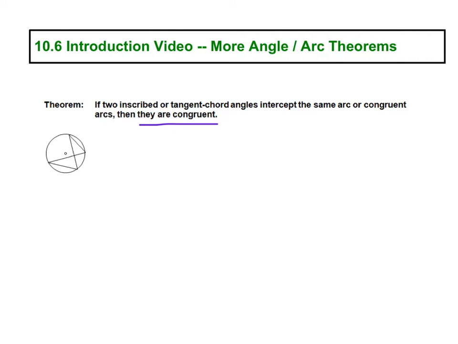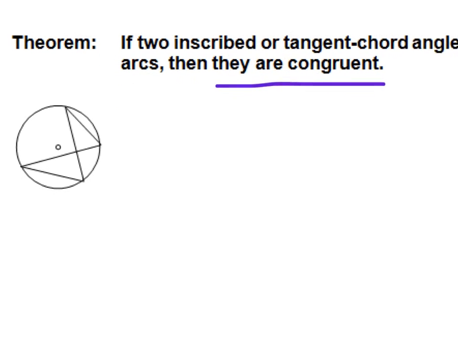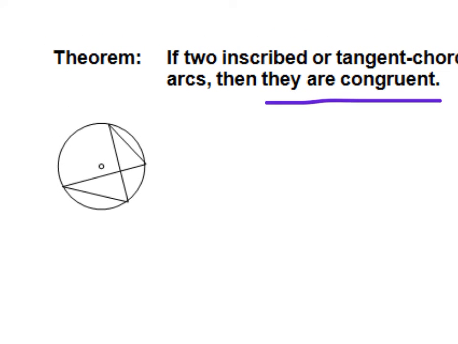I'm going to zoom in on the circle so it's a little bigger. So what we're saying is that if 2 inscribed or tangent chord angles intercept the same arc. So let's go ahead and look at, let's say, this arc right there.